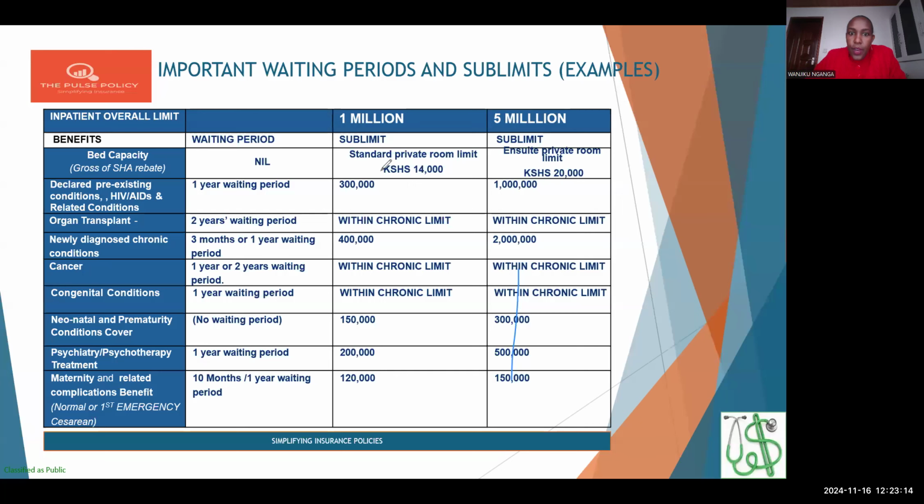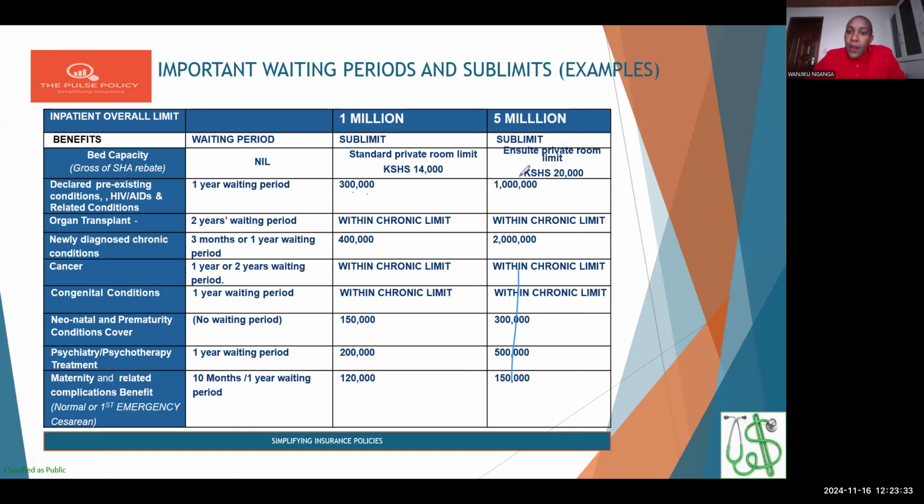So here you have the cover of 1 million. The limit you have been given here is this 300,000. This means if you have a bill of maybe like 1 million, the insurance company is only going to pay 300,000 and you're expected to cover the balance of 700,000 from your pocket.